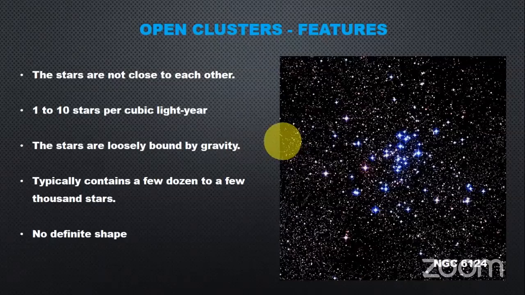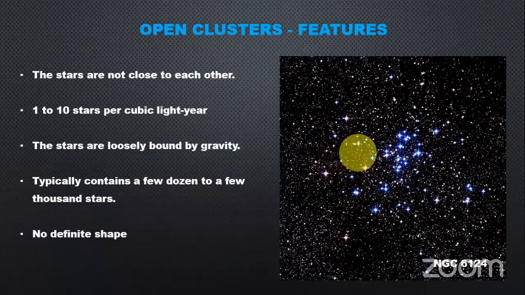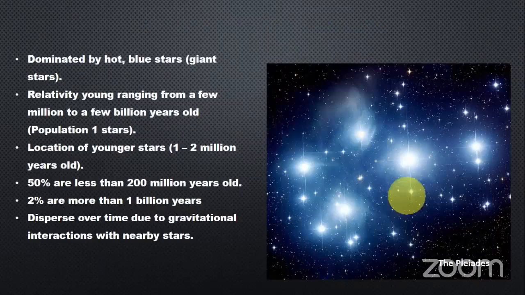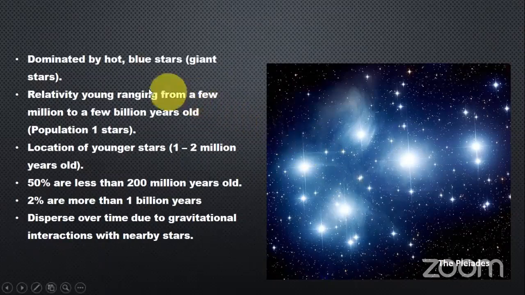So again, the stars are loosely bound by gravity relative to the globular star clusters because they are not too close to each other. It makes a lot of sense. They typically contain a few dozen to a few thousand stars. And if you look at the open star clusters, they do not seem to have a definite shape. Here's another example of an open star cluster called the Pleiades.